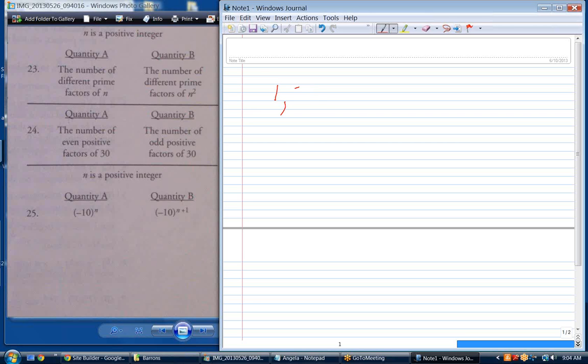1 and 30, 2 and 15, 3 and 10, and 6 and 5. Okay. And then let's just count the number of even and the number of odd. Four evens. Yes. Four odds. So they're the same.